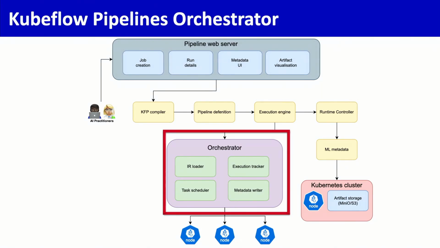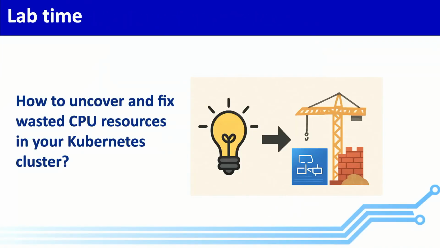The orchestrator is the component that loads the intermediate pipeline via the IR loader, tracks the progress of each step using the execution tracker, assigns the task to the Kubernetes node, and writes the result into the metadata store. All pipeline steps are executed in Kubernetes pods, and there may be multiple nodes used for parallel execution.